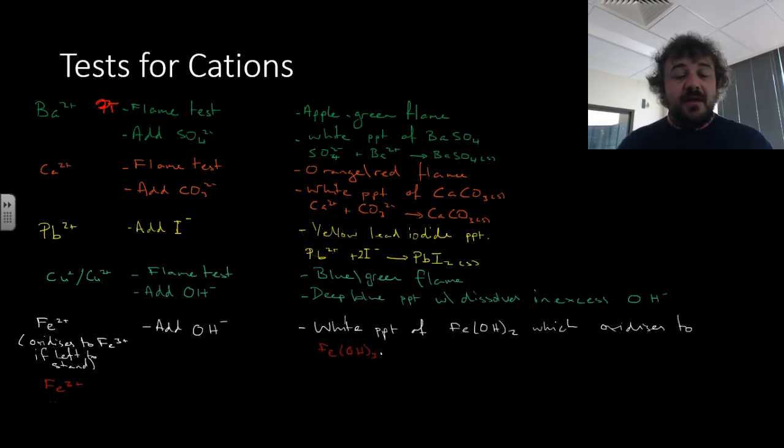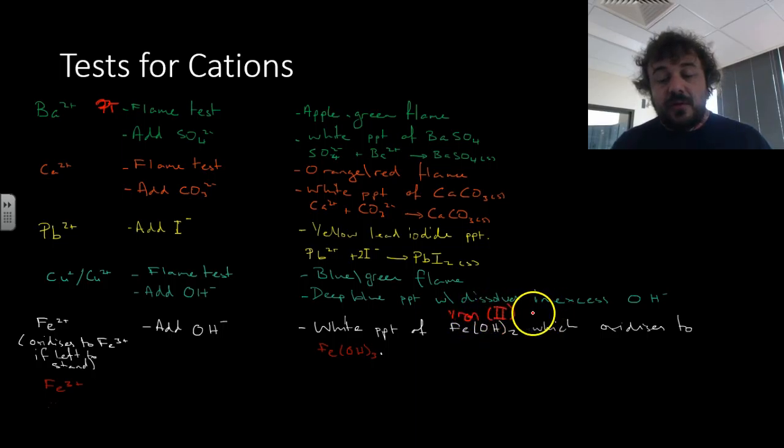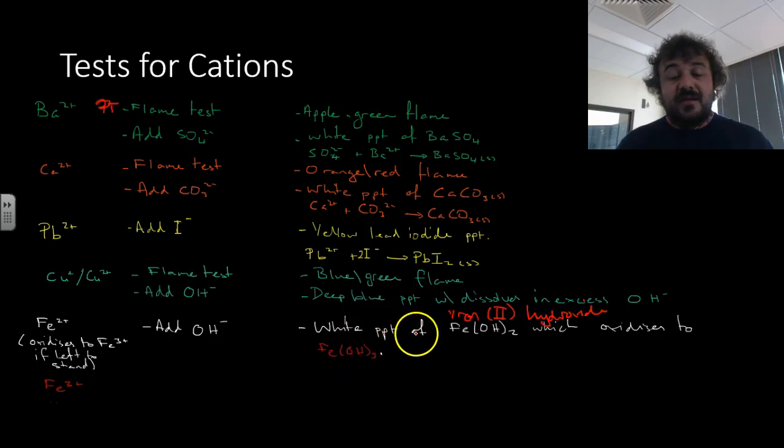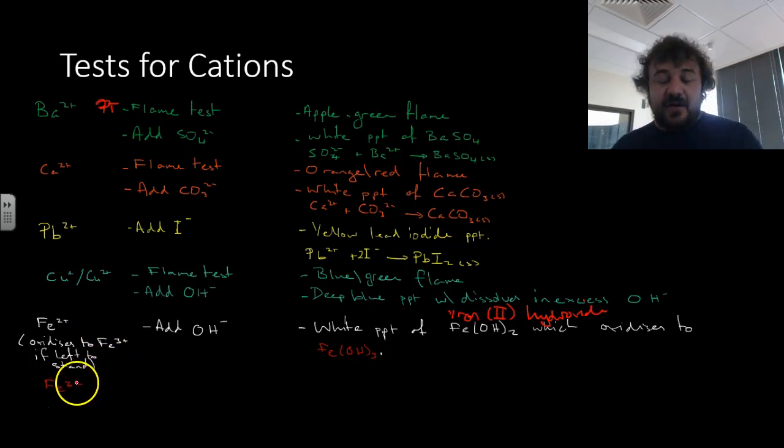So that's pretty cool. If you add hydroxide to iron, particularly Fe2+, a white precipitate of Fe(OH)2, so iron 2 hydroxide, will form. This will oxidize to iron 3 hydroxide, though, if it's allowed to sit. So initially it'll be white. If you allow your solution to sit anyway, the iron 2 will oxidize to iron 3, and that can actually lead to a lot of false positives for iron 3.